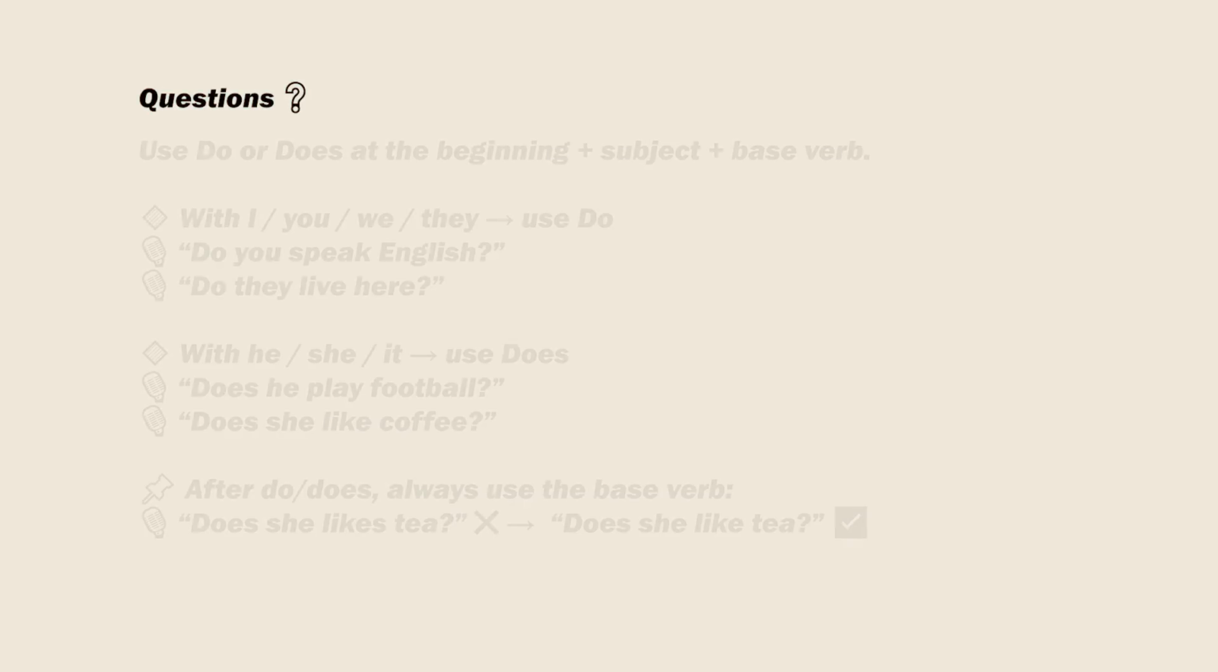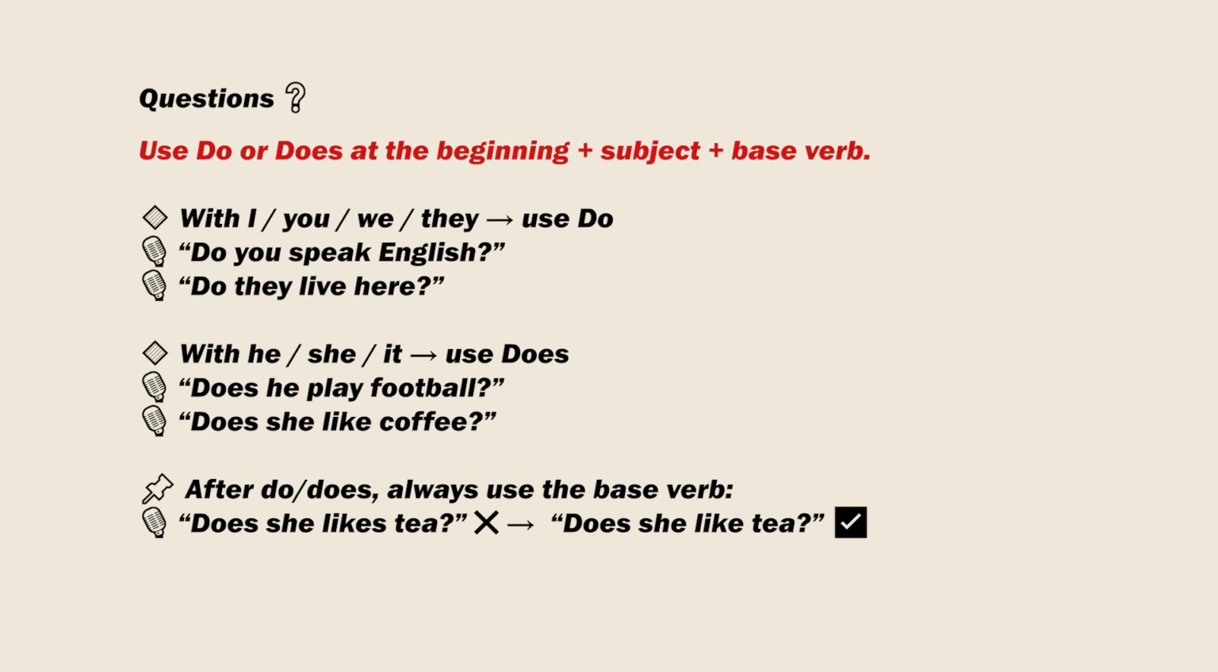Questions. Use do or does at the beginning, plus subject plus base verb. With I, you, we, they, use do. Do you speak English? Do they live here? With he, she, it, use does. Does he play football? Does she like coffee? After do or does, always use the base verb. "Does she likes tea?" is wrong. "Does she like tea?" is the correct one.